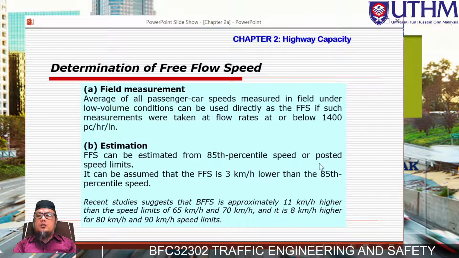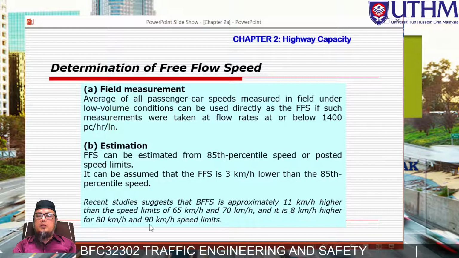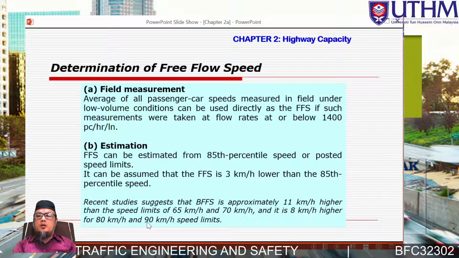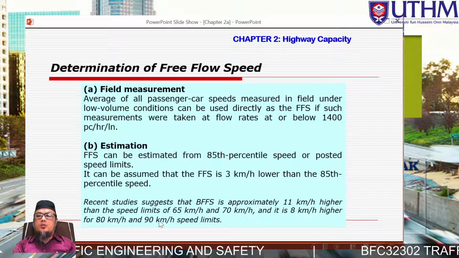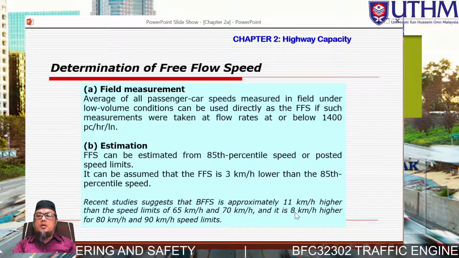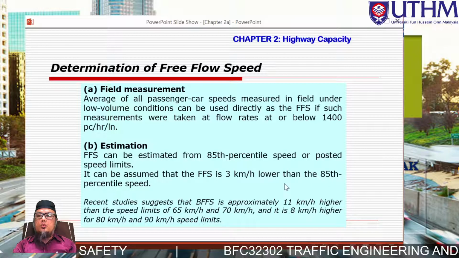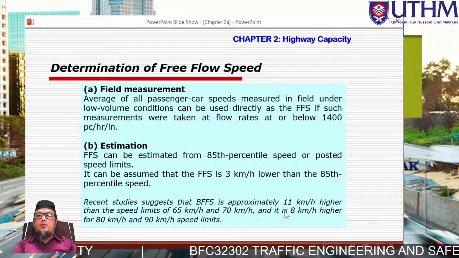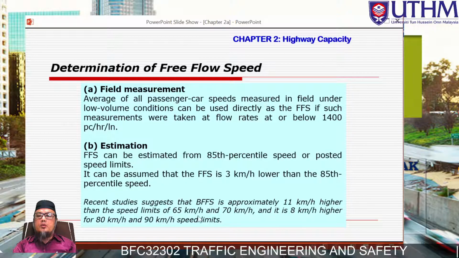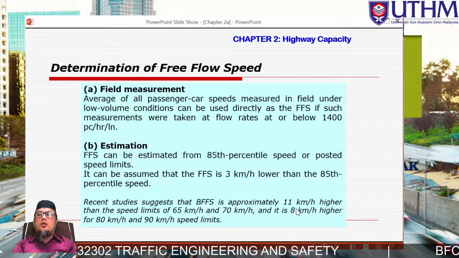If the range of the posted speed limit is higher, 80 to 90, let's say that at that particular area we have a 90 km per hour speed limit, so we consider to add 8. If the posted speed limit is 70 or below, we add 11. But if the posted speed limit is higher, from 80 to 90 km per hour, or 100, 110 referring to expressway, we add 8 km per hour.